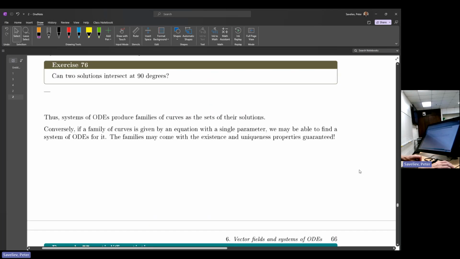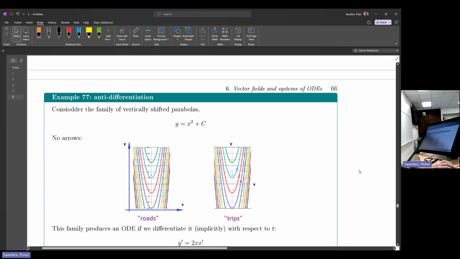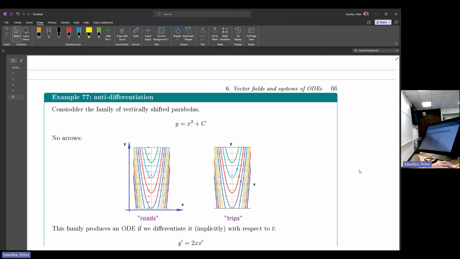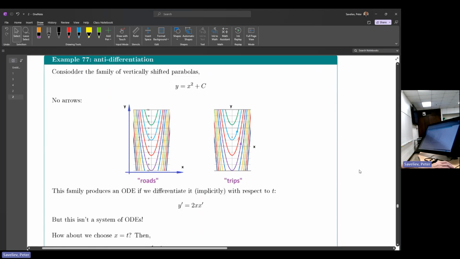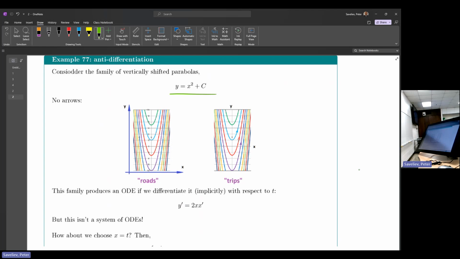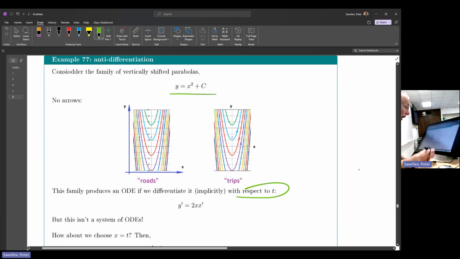So let's take a look at some familiar families of curves and see how they produce differential equations. These are my parabolas. Last time we were thinking about them as t and x variables, now this is x and y. Remember what we did last time: the c is the vertical shift. So how do we get rid of c? Just differentiate both sides, and you end up with y prime equal to 2x prime, which is a one-dimensional case. But this is differentiation with respect to t, not x.